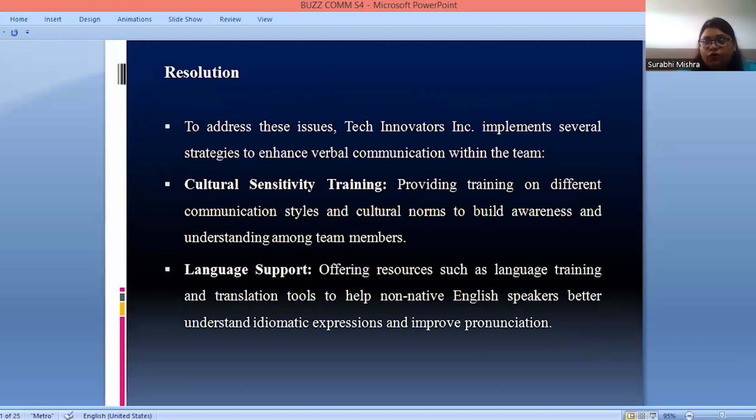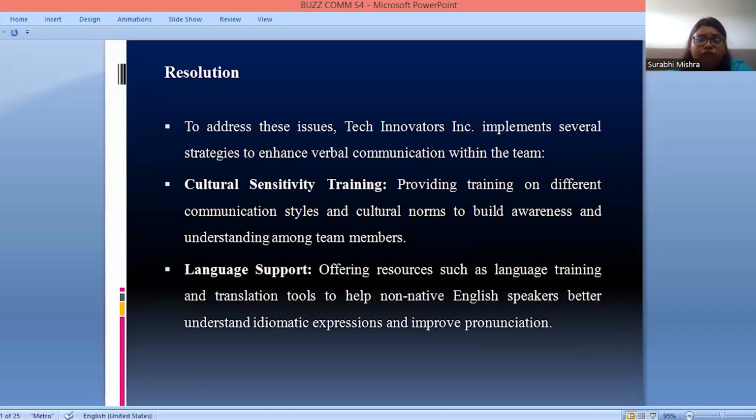what solution we can provide to them in this case, or what solution has been provided to the people in the organization working over there. The first was to address these issues. Tech Innovators INC implements several strategies to enhance verbal communication within the team. First was cultural sensitivity training, providing training on different communication styles and cultural norms to build awareness and understanding among team members.